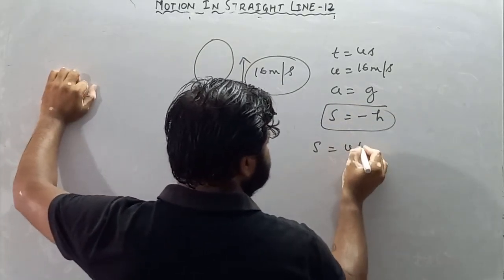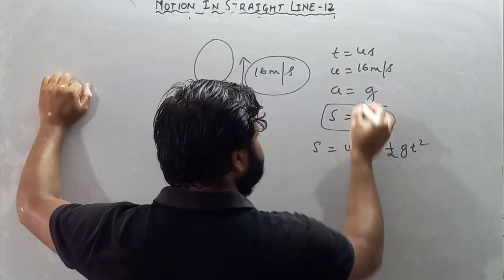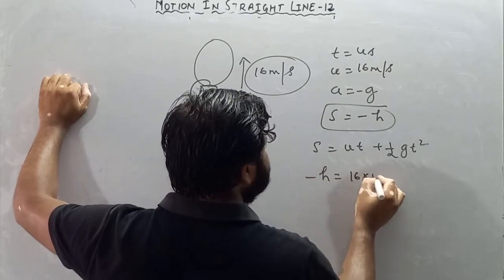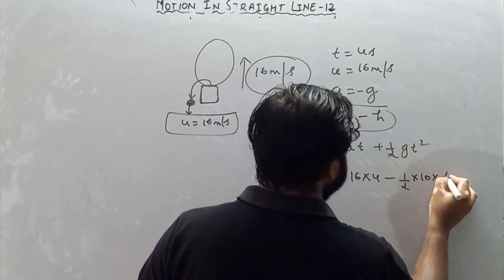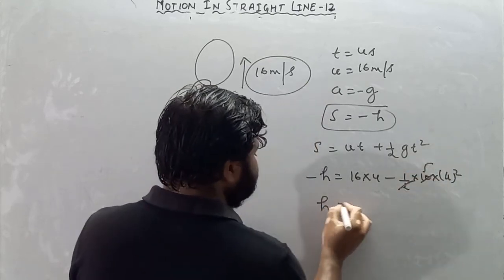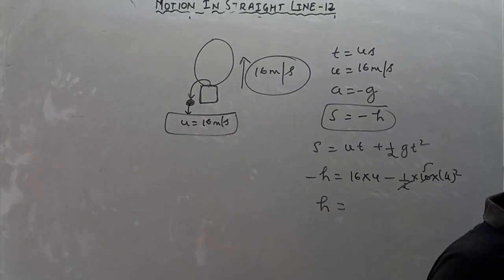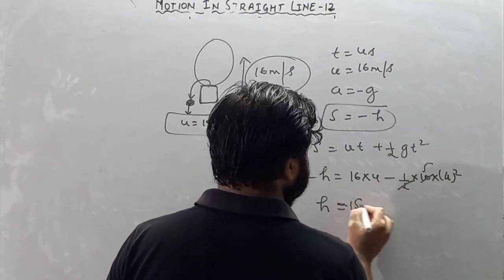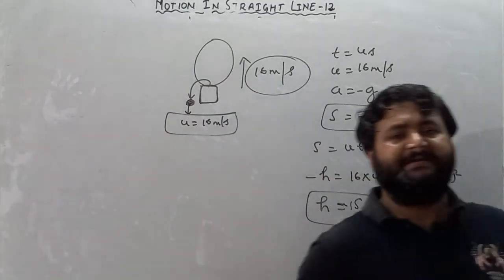So h equals ut plus half gt square. So instead of g we'll write minus g. So minus h equals u is 16, time is 4, minus half, g is 10, again time is 4 square. So 2 5s are 10. H equals, find out the answer my dear student. If you calculate this, it becomes approximately 15 meter. So the height must be 15 meter.